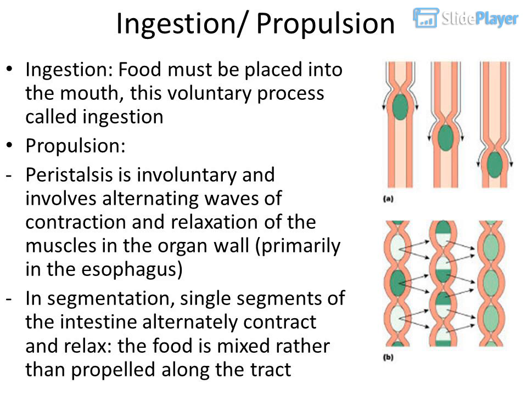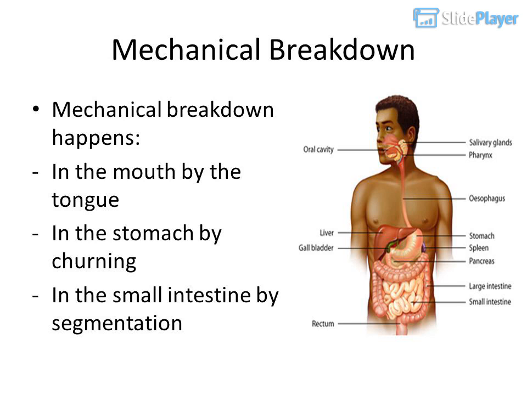Ingestion: food must be placed into the mouth, a voluntary process called ingestion. Propulsion: peristalsis is involuntary and involves alternating waves of contraction and relaxation of the muscles in the organ wall, primarily in the esophagus. In segmentation, single segments of the intestine alternately contract and relax, so the food is mixed rather than propelled along the tract.